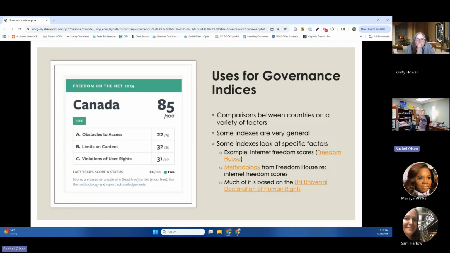So, common uses for governance indices. I mentioned those Freedom on the Net scores. We're going to look at that a little more in depth in a minute. We're comparing between countries on a variety of factors. Again, some are general, some are specific.